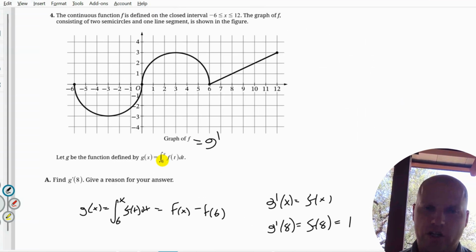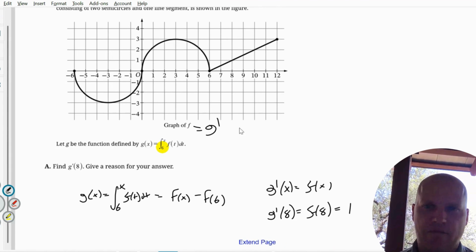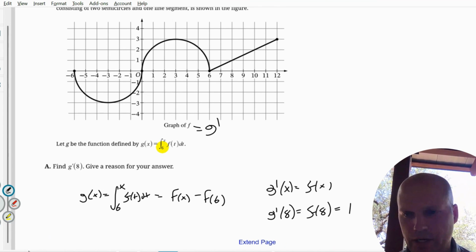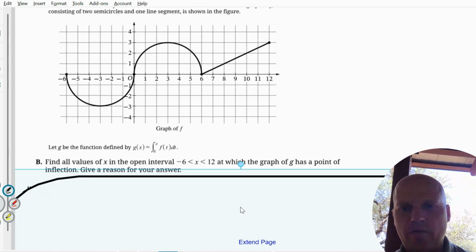So, a very straightforward function analysis question. You need to know that G prime is equal to F. This needs to be written down somewhere on your paper to get a point. And then that means G prime of 8 is F of 8. F of 8 is 1. Done.